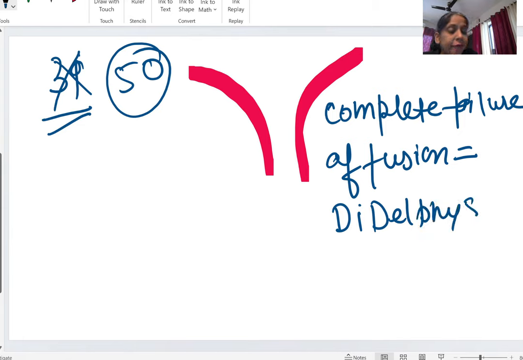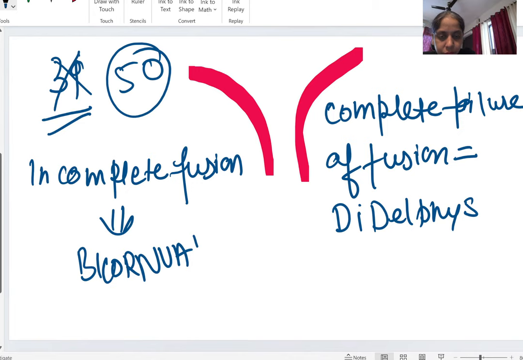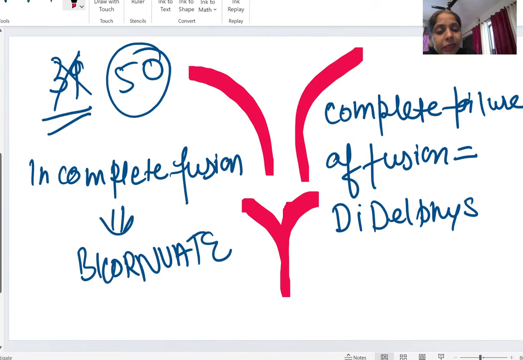In uterus didelphys, there will be two cervix, two uterus, two vagina, right? And incomplete fusion is bicornuate. What is bicornuate? They have fused, but there is incomplete fusion. So usually one cervix is fine in the case of bicornuate. Okay, after 50 it is 47.